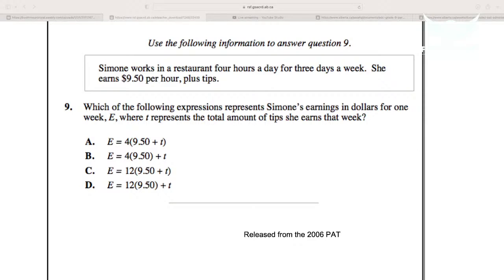Simon works in a restaurant. So please read the question. Simon works in a restaurant 4 hours a day for 3 days a week. She earns $9.50 per hour plus tips. Which of the following expressions represents Simon's earnings in dollars for 1 week, where T represents the total amount of tips she earns that week?